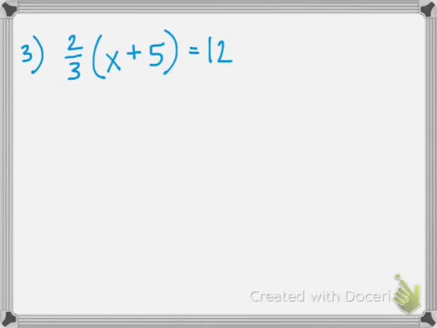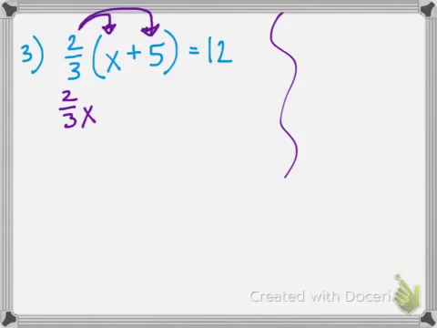And then let's see how you did with the third one. 2/3 times the quantity of x plus 5 is equal to 12. Here I know I have to distribute first because I see my parentheses, so I'm going to distribute the 2/3 to the x and to the 5. 2/3 times x I know is 2/3 x, and then 2/3 times the positive 5, so I'm going to show my work.